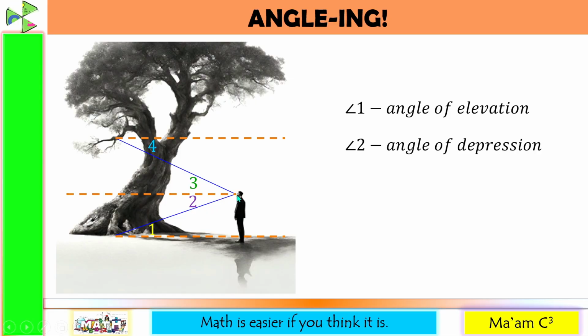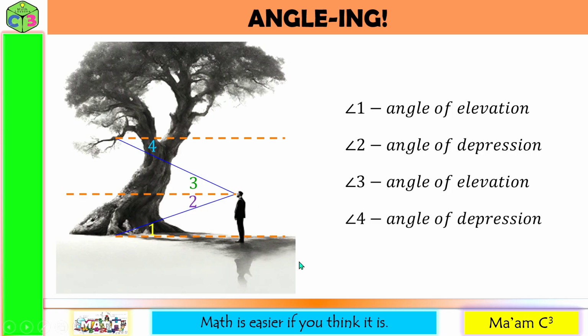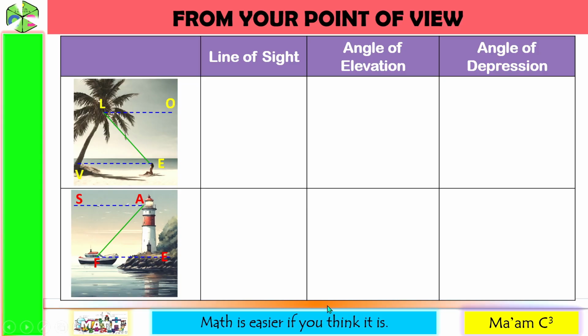Angle 3, the line of sight is above the horizontal line, so angle 3 is angle of elevation. Last one is angle 4. The line of sight is below the horizontal line. Angle 4 is an angle of depression. Let's have another activity from your point of view.